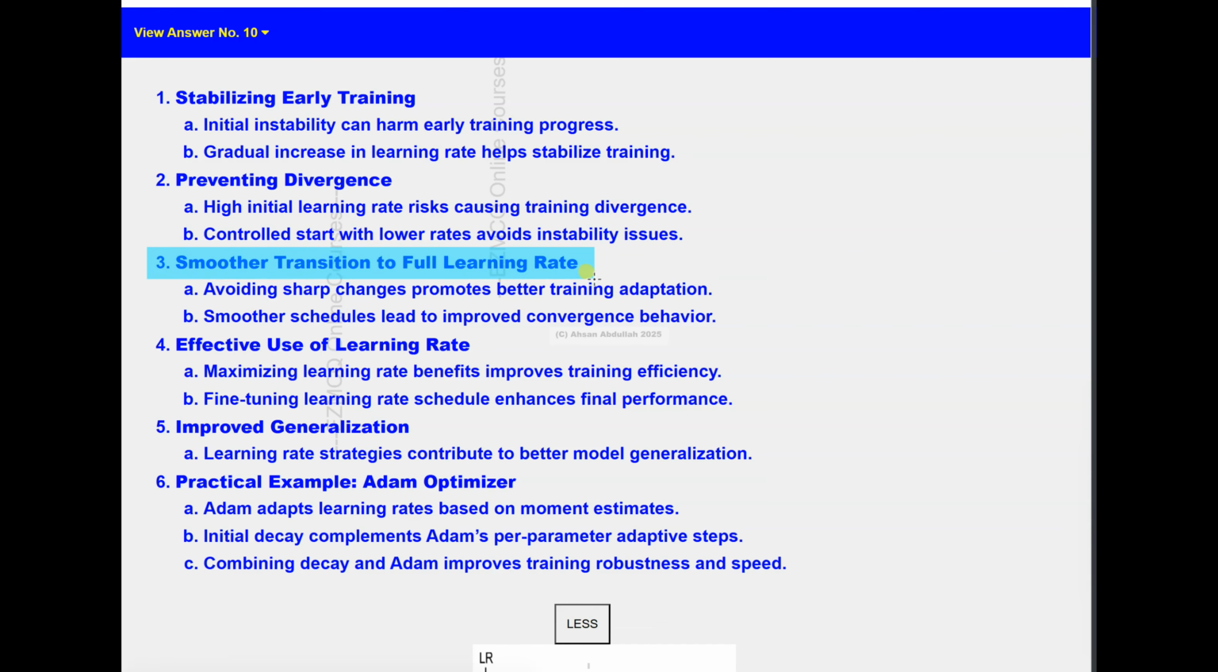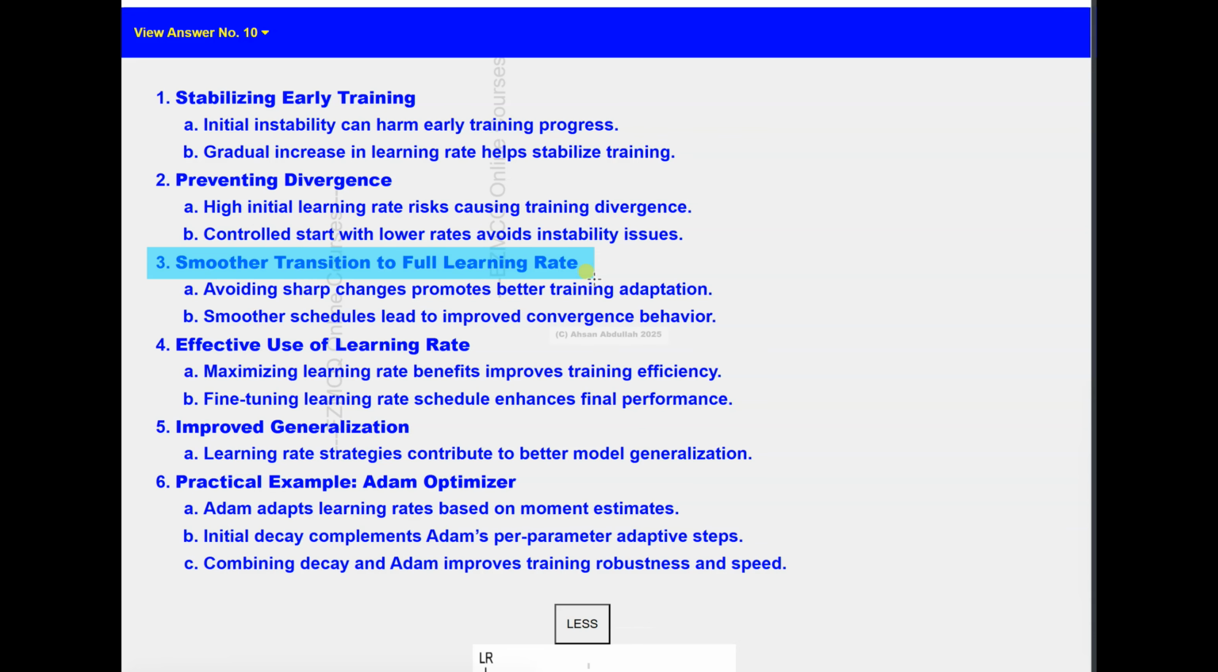All right, so I can give you an analogy of frying an egg also. If you fry an egg and the heat is very high, it is most likely going to burn the egg. But if you gradually increase the heat, there's more likelihood of the egg getting fried without getting burned. So, a smoother transition to the full learning rate.